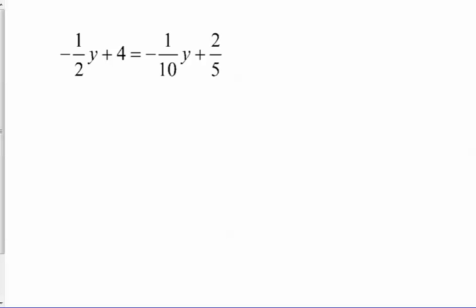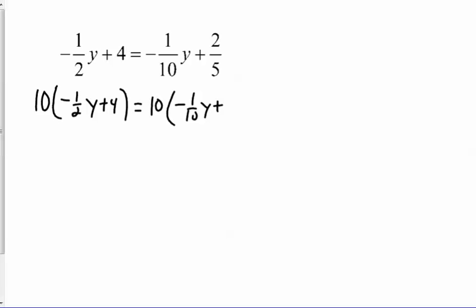Here's one that involves fractions. Now, what I like to do with this is I look at the denominators, and to eliminate the fractions, you have to think of a number that 2, 10, and 5 all have in common. So what number do 2, 10, and 5 all have in common? That's right, it's 10. So what I'm going to do is multiply both sides of this equation completely by 10. And what should happen is that I eliminate all my fractions.